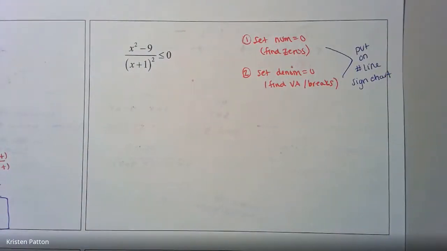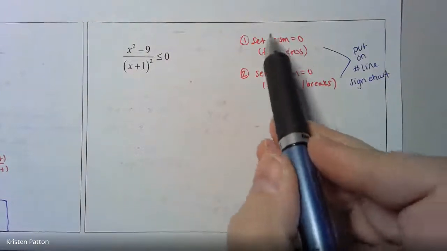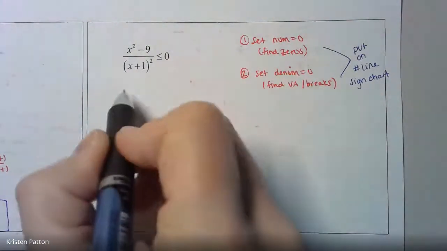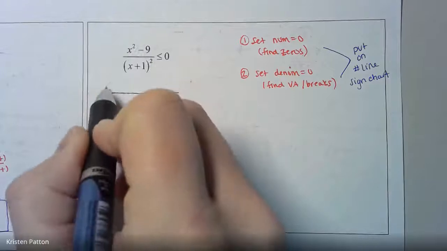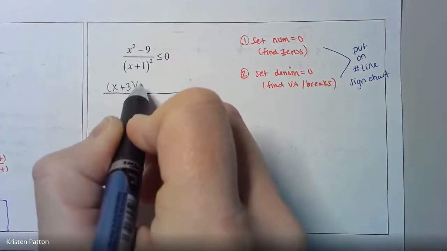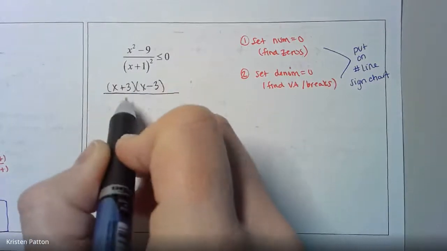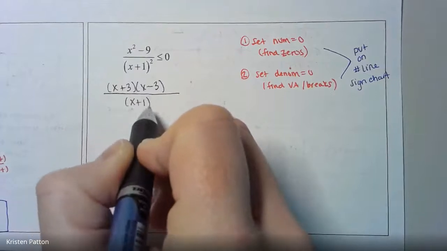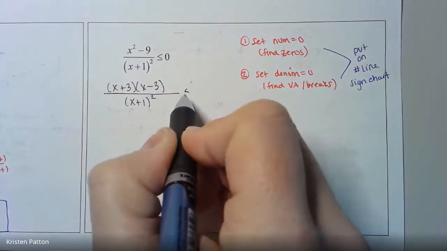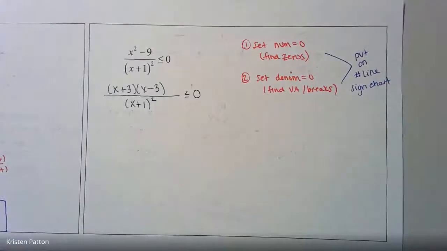All right, so in order to easily do this, I'm going to make sure everything's factored. So let's factor the numerator. That's a difference of squares. The bottom is already factored, right? x plus 1 times x plus 1, which is x plus 1 squared. Still, I'm going to leave it that way.